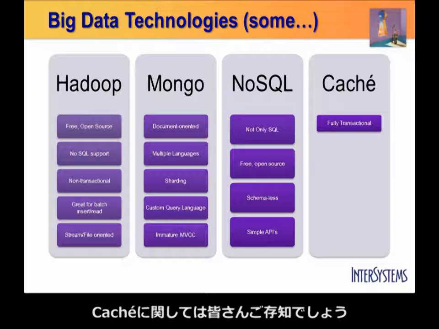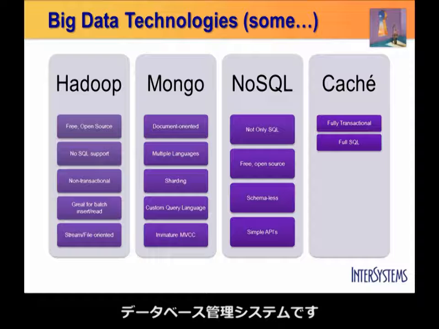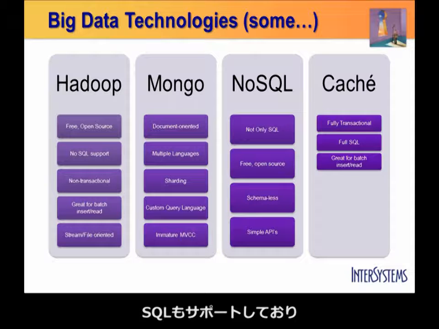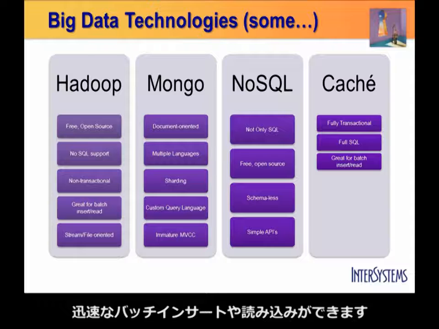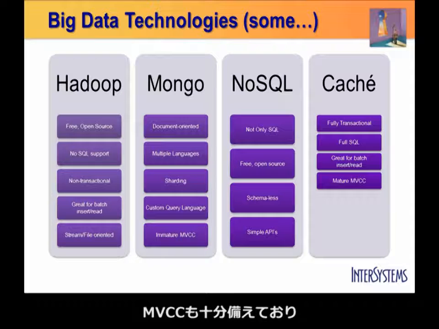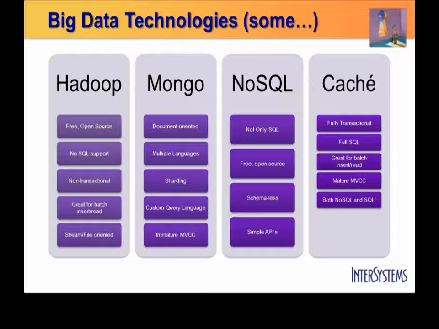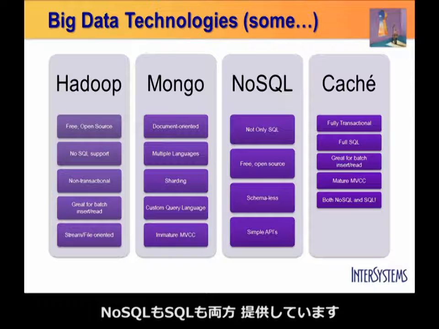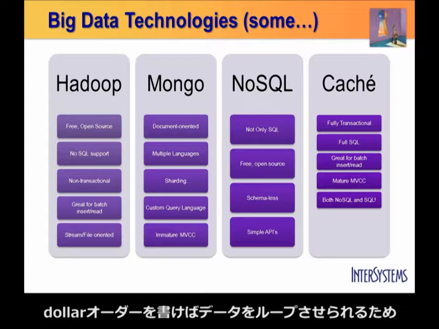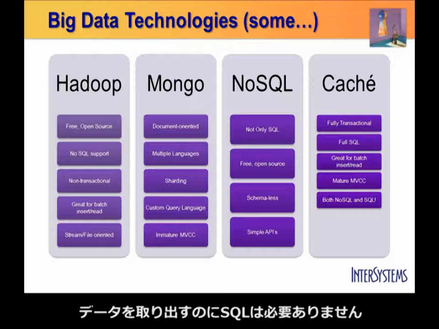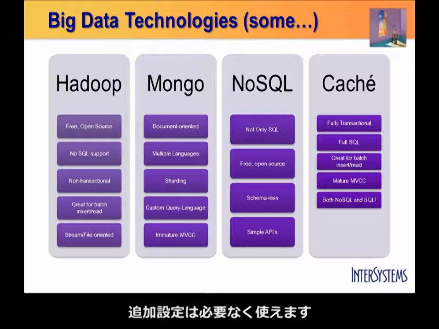You're all familiar with Cache. This is just a general slide. Cache obviously is a fully transactional database management system. We provide full SQL support. We can do both. We can do very, very quick batch inserts and reads, and we can also do very, very good multi-version concurrency control, because you can actually have multiple users accessing the data at the same time, and you won't run into problems. We provide both NoSQL access, because you can write a quick dollar order to loop over your data. You don't need to use SQL to get the data, or you could use SQL, provided out of the box. That's what you get.